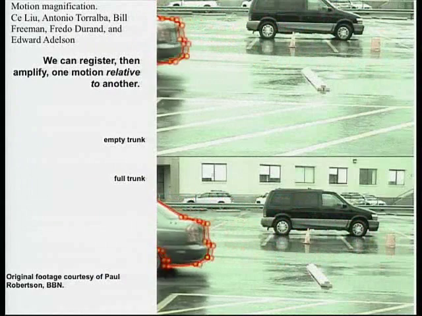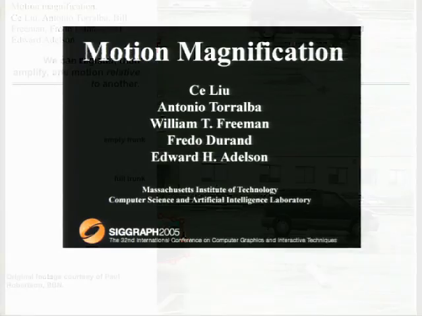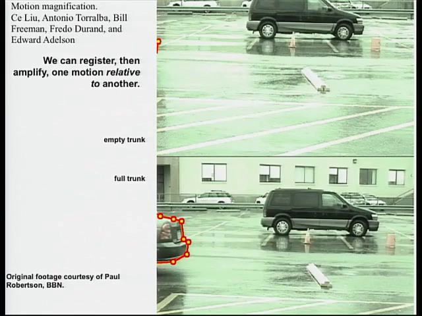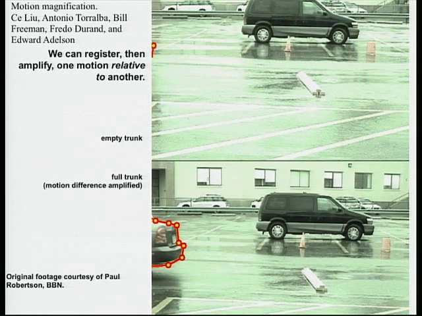Recently, we've gone a little further with that and tried to exaggerate the difference of one motion from another motion. So here, this is the same car going over the same speed bump, once with its trunk empty and once with its trunk full. You might imagine this was sponsored by the Defense Department, but here it is again. And so we track each one carefully, and now we're going to exaggerate not the motion relative to zero, but the motion of the full trunk car relative to the empty trunk car to see if we can see a difference in how it moves. And indeed, you can. And you can sort of see an exaggerated version of those differences in the motion.